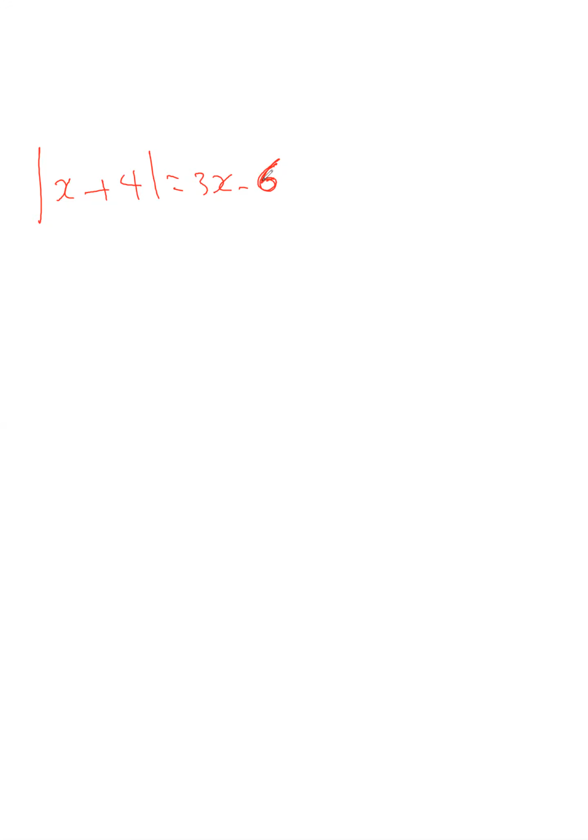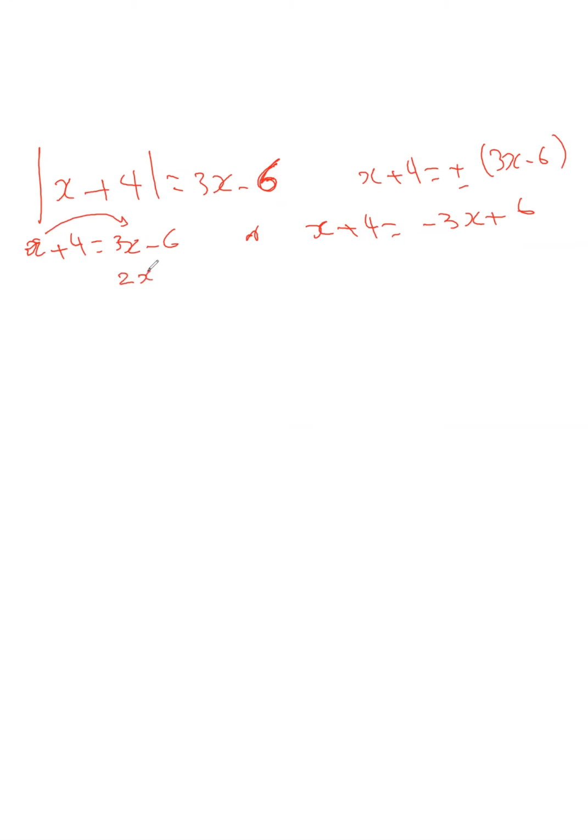To solve algebraically, remove the absolute value signs and put this side into two different signs, negative and positive. So it will be x plus 4 equals positive or negative 3x minus 6. That is, x plus 4 equals 3x minus 6 or x plus 4 equals negative 3x plus 6. Transfer this to the opposite side with opposite sign, so 2x will be 10, then x equals 5.